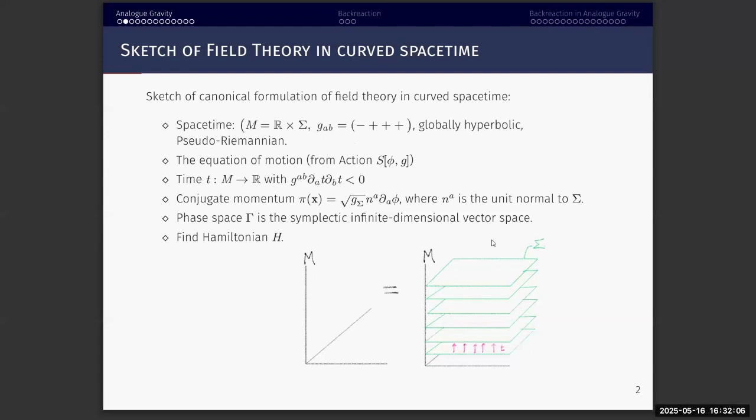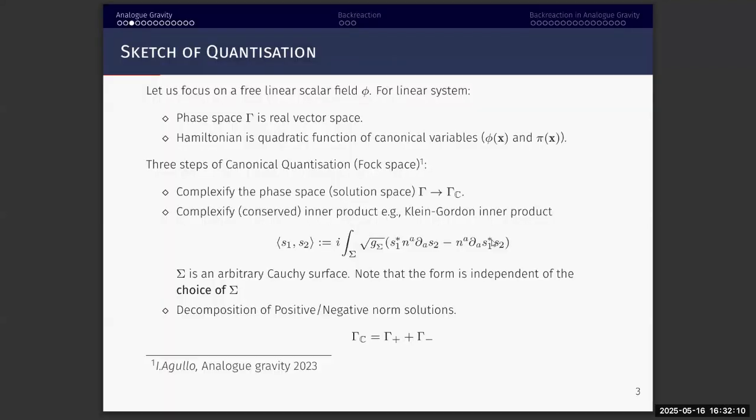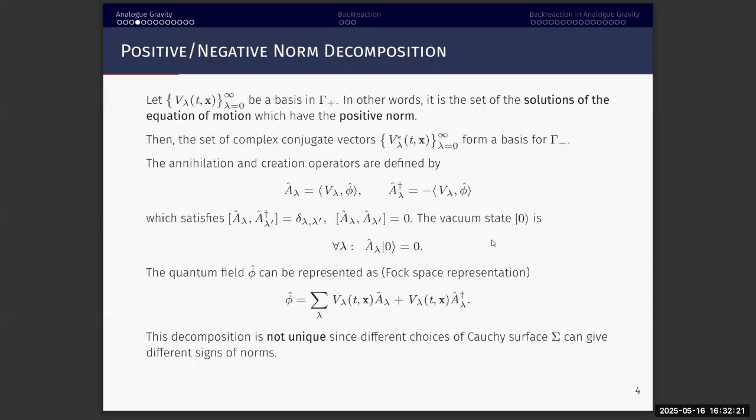You have some space-like surface, you define the norm, and using this norm, you can decompose the positive and negative norm solutions. This positive and negative norm solution also defines the vacuum, but unfortunately, this vacuum structure... so using this positive norm space, we define the Hilbert space for the solution.